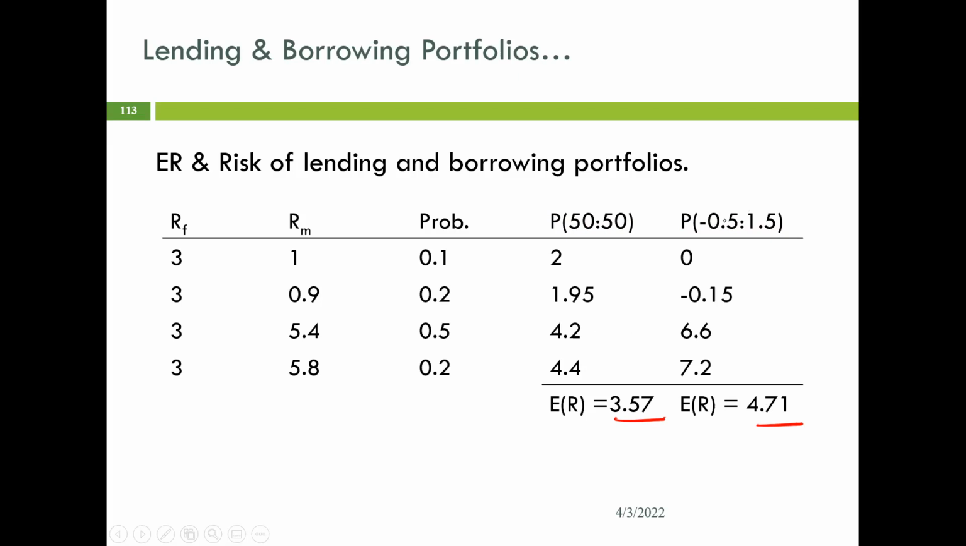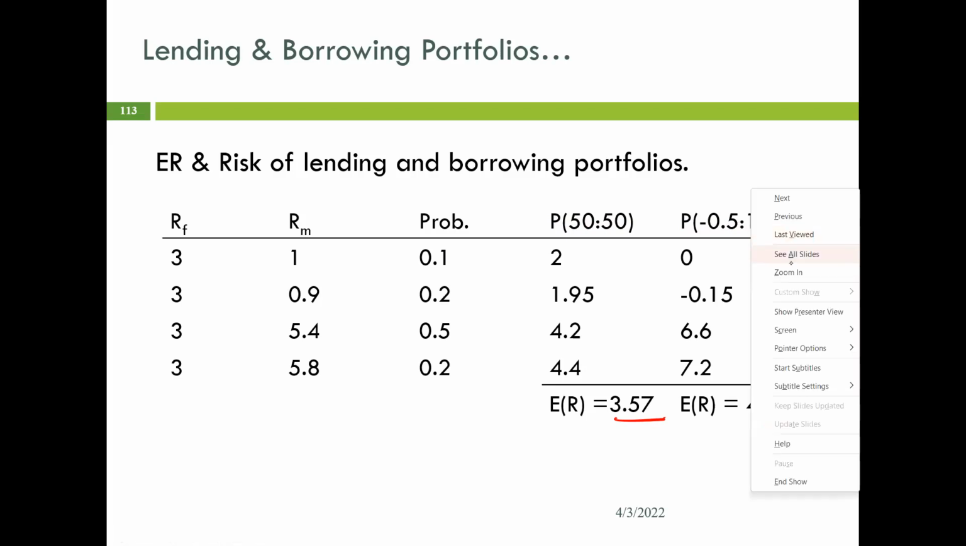Now you can see in the case of the borrowing portfolio, the weight is greater than 1. Here you can see the weight is 1.5 in the market portfolio. Here, with 50-50, it is 0.5 in the market portfolio. So I think now it is clear.